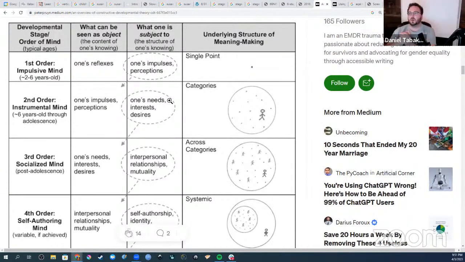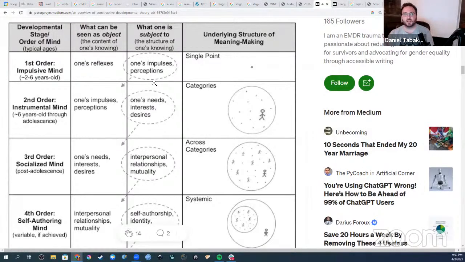So we've got the developmental stage, which is just the name, what we're calling it. Then what can be seen as object: what can you hold in your hand? What can you deal with? What can you point at and do things to? And then what you are subject to is what controls you. And then he's got pictures of this. So it's a single point.